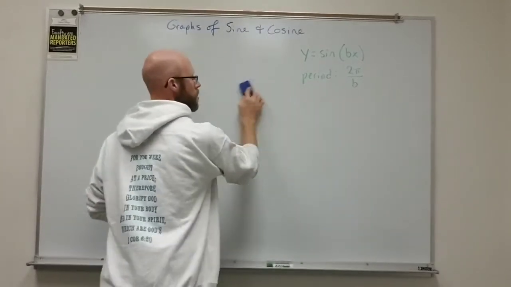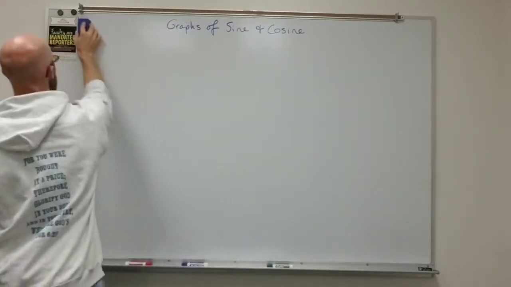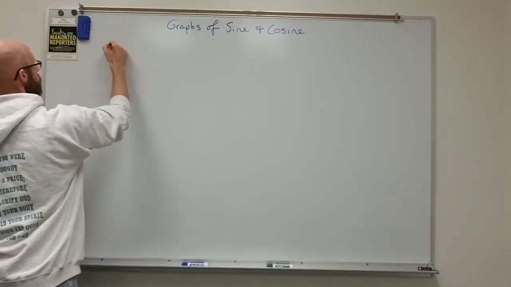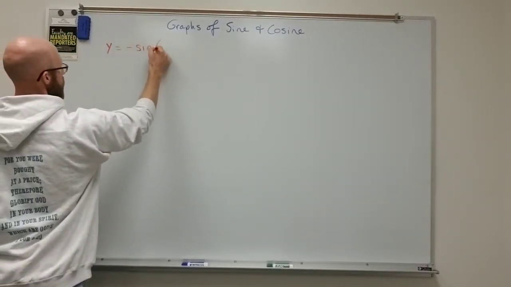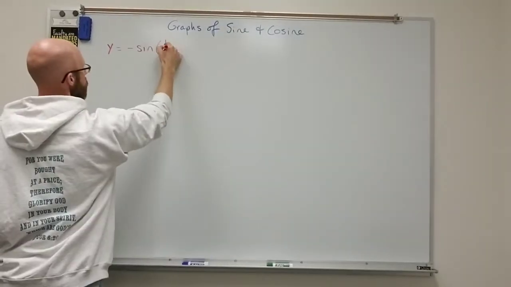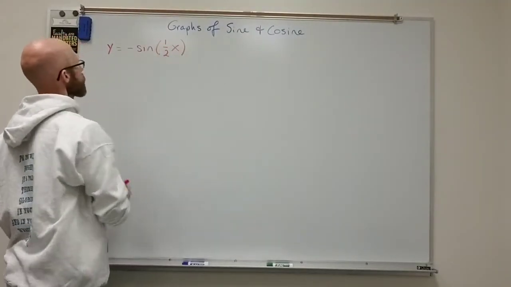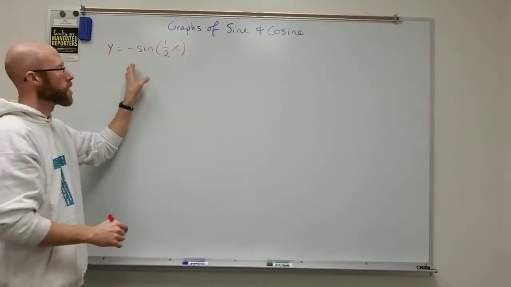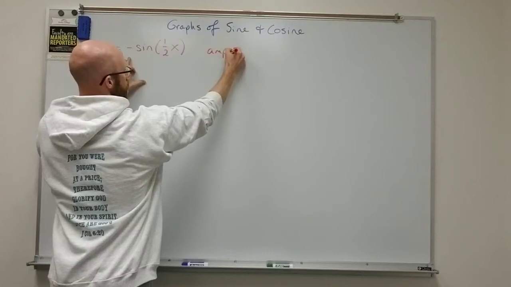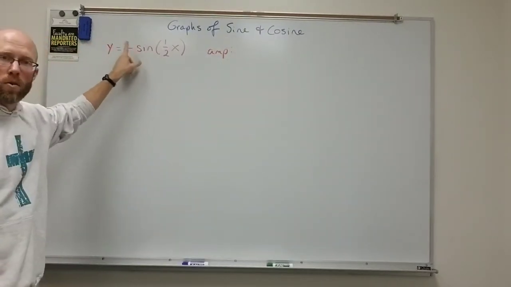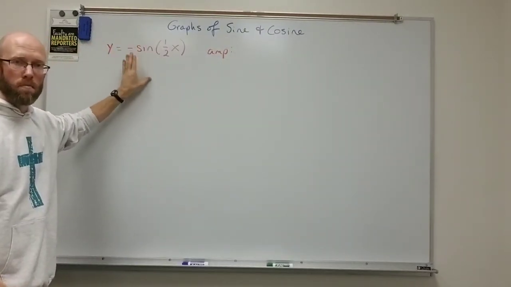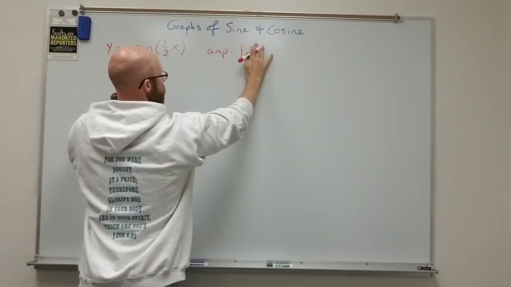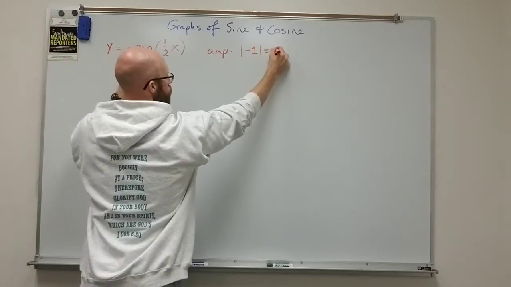Just so you can see a little bit more how to do this. So the next one we're going to do is y equals the negative sine of 1/2 x. On this one, again, I look for the amplitude. The amplitude is going to be the absolute value of this leading coefficient, or this constant multiplier here. Of course, it is the absolute value of -1, which is 1.